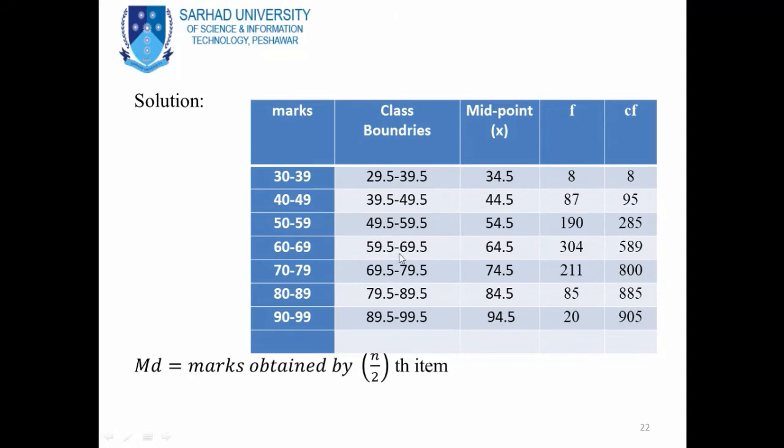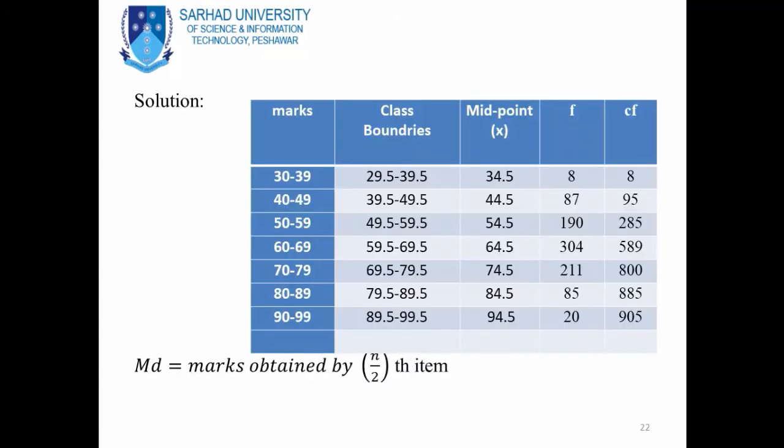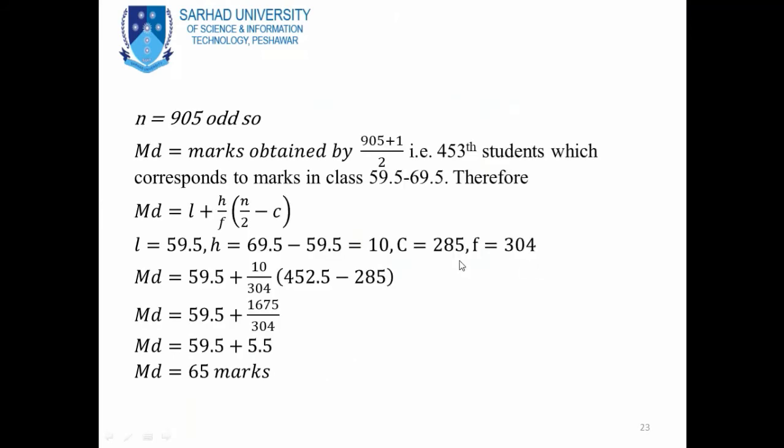So first of all, indicate the median class. Now this is the median class, this is the midpoint of the class, and this is the frequency of the class at which the median lies. Now using the formula, the lower limit of this class is 59.5. The step size of this class is 10, the cumulative frequency for this class is 285, and the frequency of this class is 304.